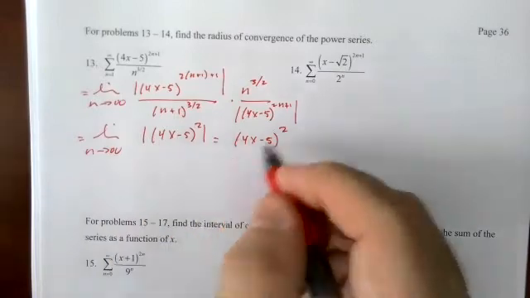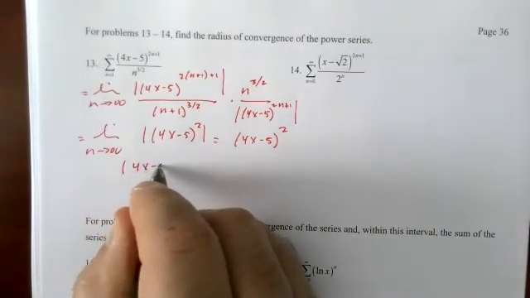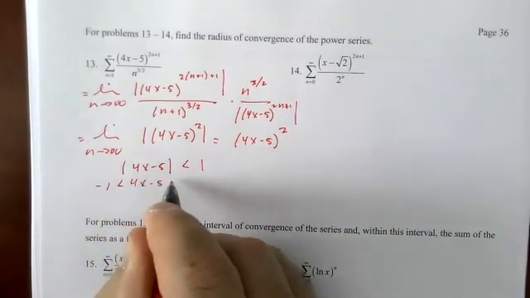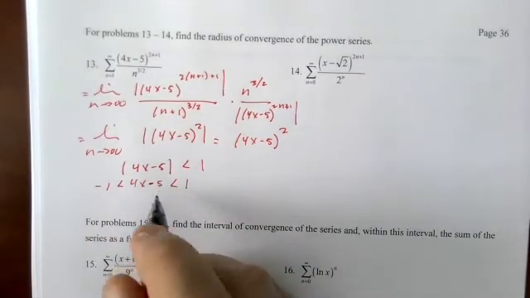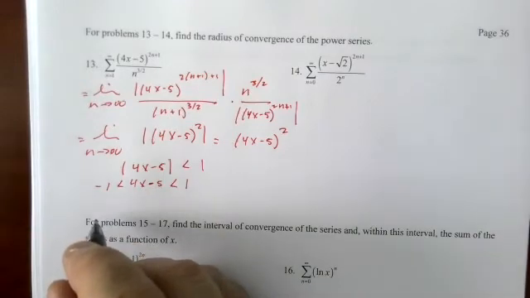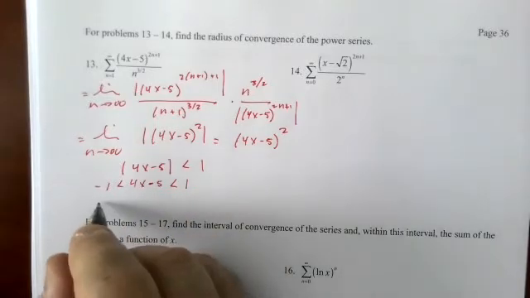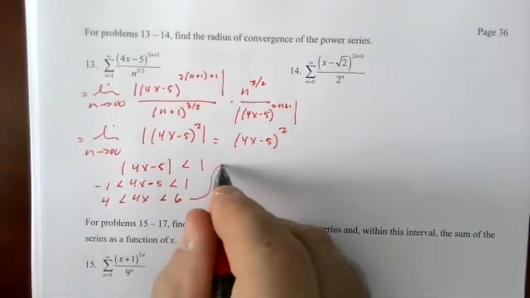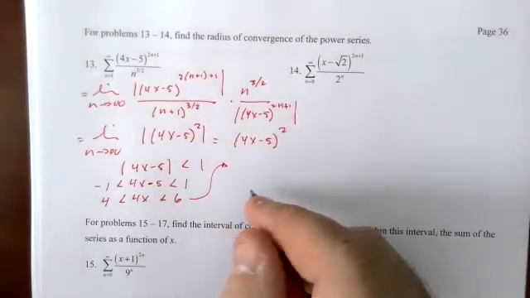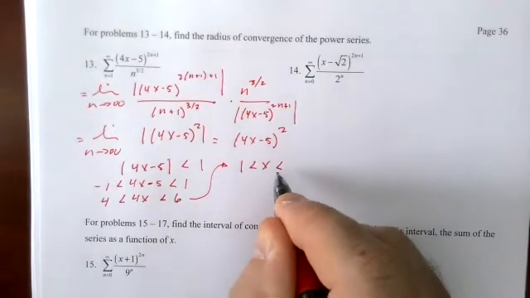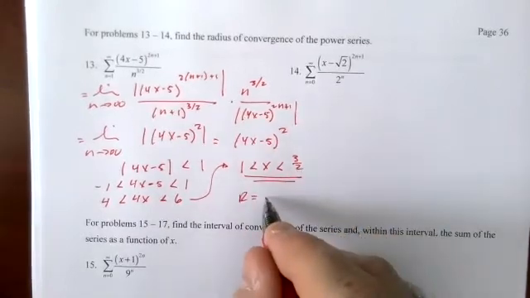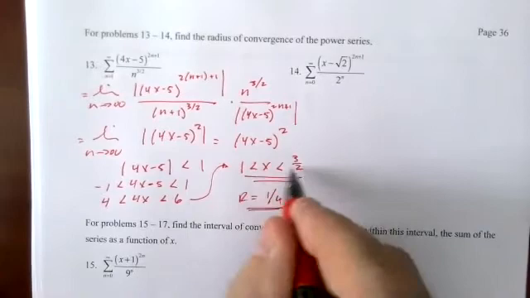All right, we know where this goes. You end up with 4x minus 5. If you take the square root, 1 has to be less than 1. Negative 1 less than 4x minus 5 less than 1. Add 5 to both sides, we get, you know what, I'm just going to run with this. 4 less than 4x less than 6. Divide everything by 4, and we get the interval of convergence: 1 less than x less than 3 halves. R equals, this is 0.25, 1/4, because this gap is 1/2.